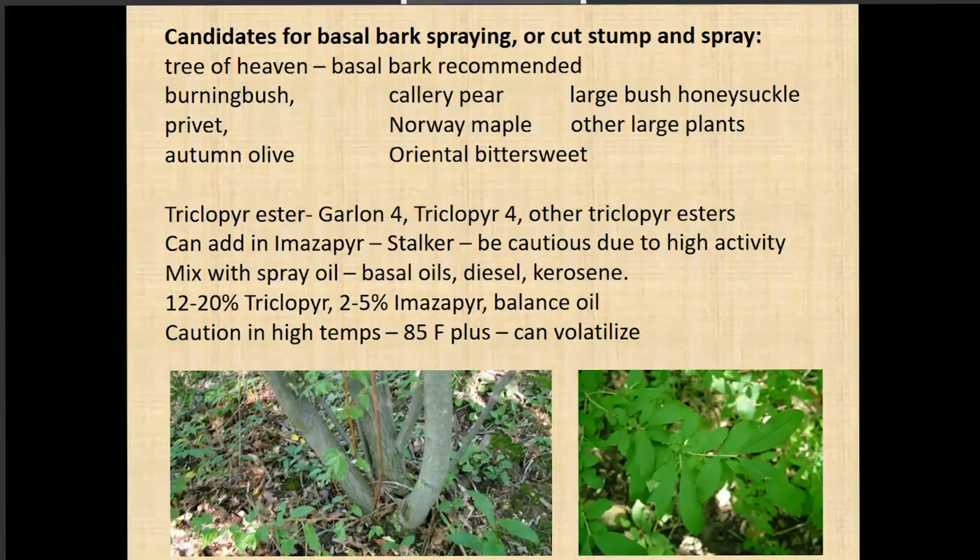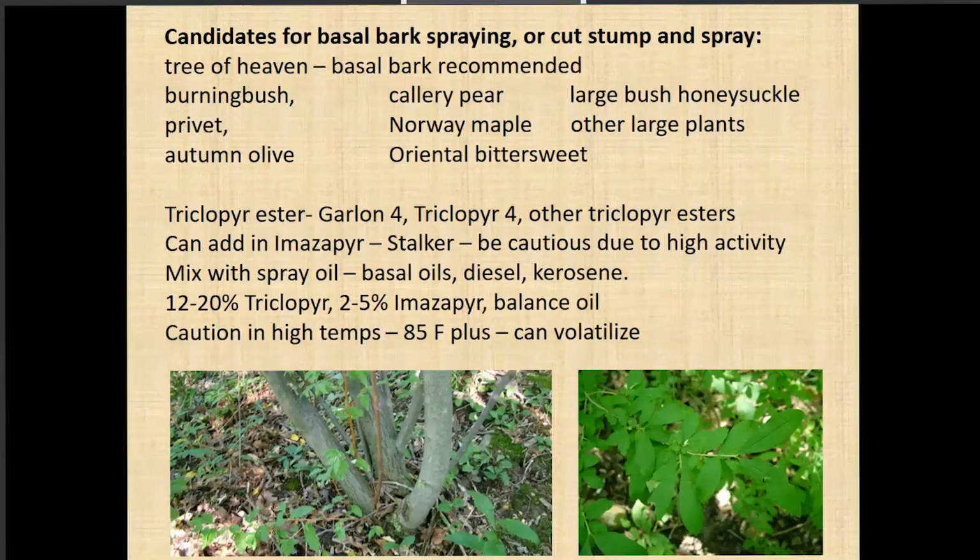And so cut, stump, and spray, once again, very effective, particularly on larger examples, or if you've got a brush saw and you want to go through the area and put everything on the ground and then do some cut stump as a follow-up. Those are great applications and very effective at getting a high percent kill on your invasive species. So the materials we can use for those applications are triclopyr ester in oil, so Garlon 4, triclopyr 4.